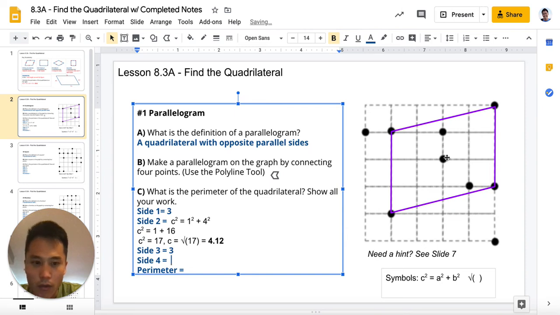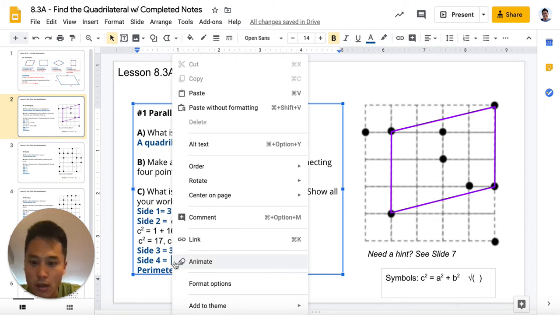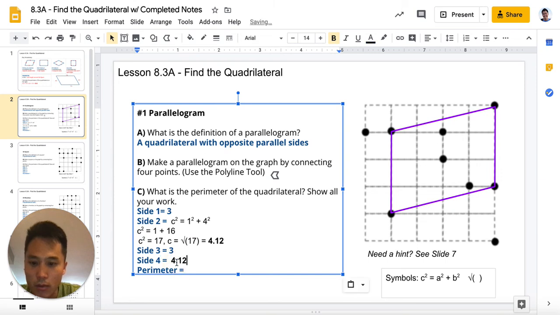And then side 4 is this bottom side. Now I can see that it's the same dimensions as the top side, so I don't need to show all of my work here because I can see it's the same number of units. So I know that the bottom side, side 4, is also going to be 4.12.